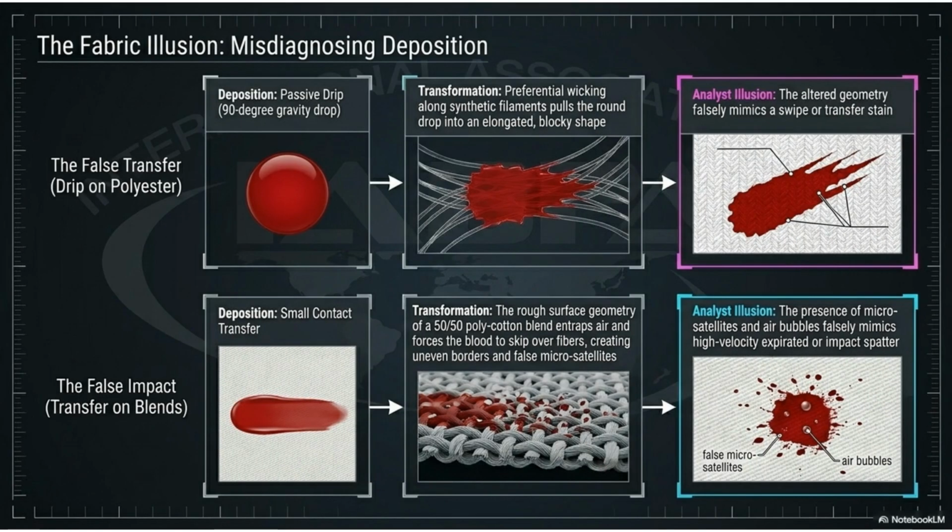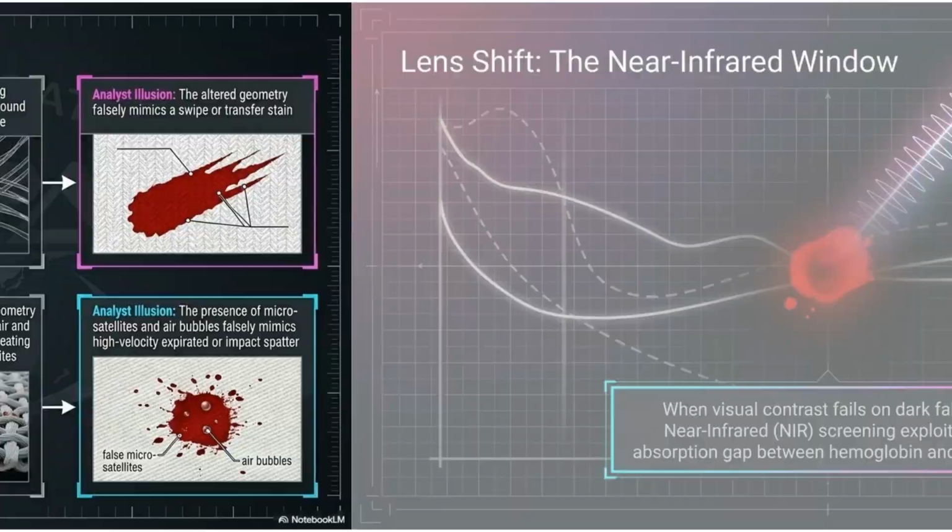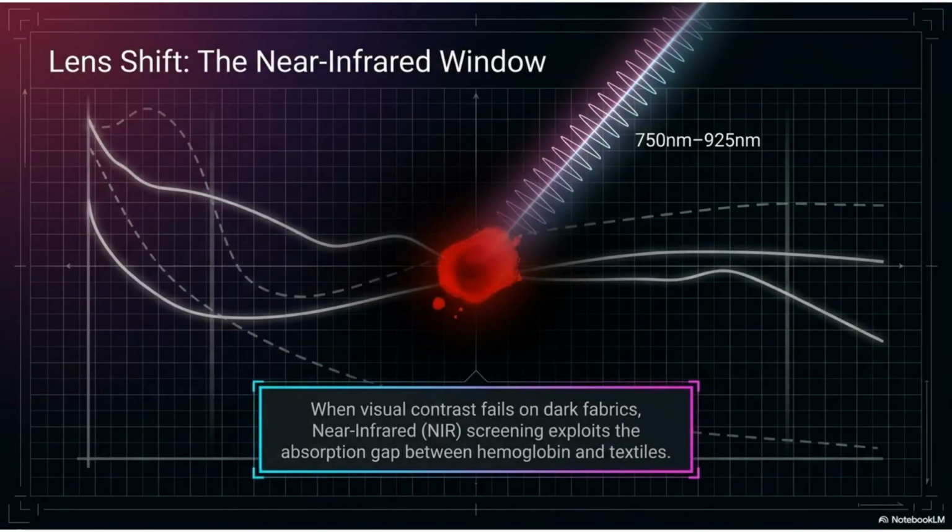The fabric illusion can lead to misdiagnosing deposition. Examples include a passive drip on polyester mimicking a swipe stain, and a small contact transfer on blends mimicking a high-velocity impact spatter. The near-infrared window, or lens shift, is crucial when visual contrast fails on dark fabrics.